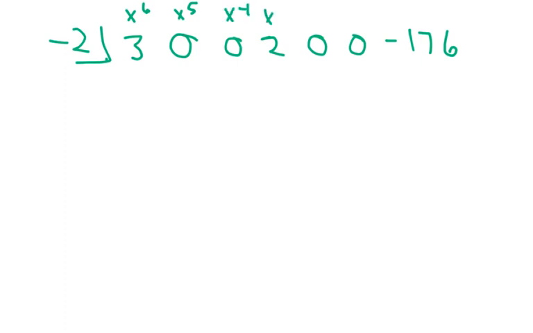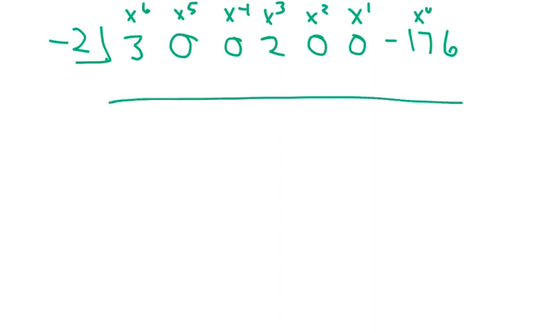X to the 4th. There was my x cubed. This is my x squared column. This is my x column. I didn't have that. And this is just my x to the 0. X to the 0 is 1. So 1 times 176 is that. Now I put a little line here. The first step is to draw down the 3. And then you're going to multiply and add. Multiply and add. So when you multiply, bring down the 3.